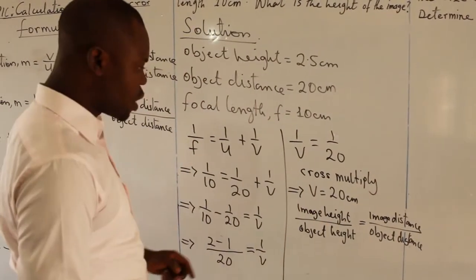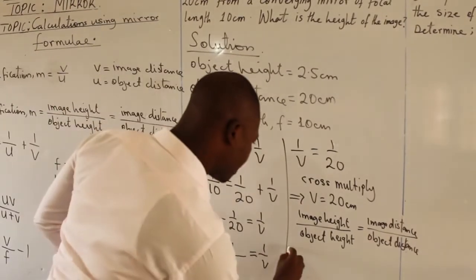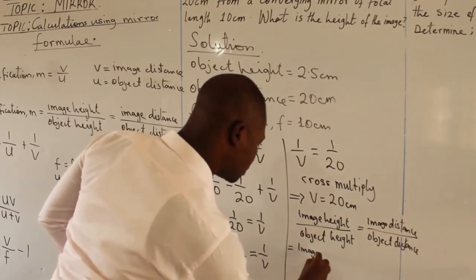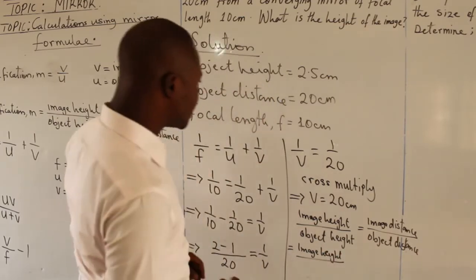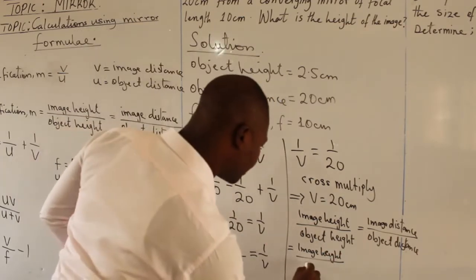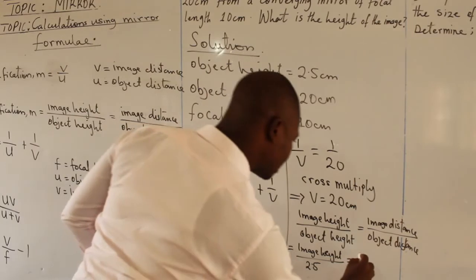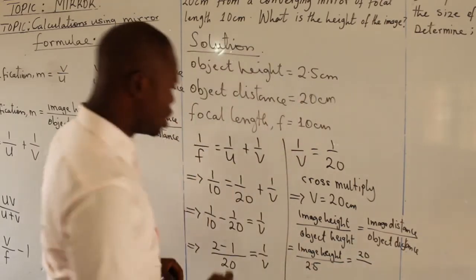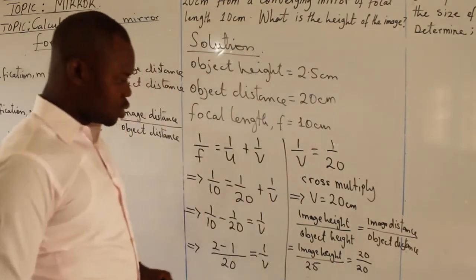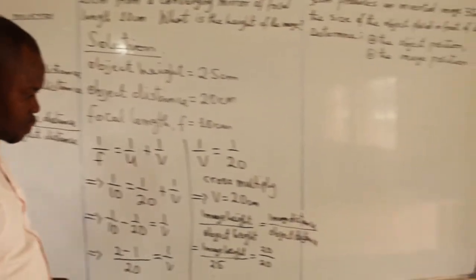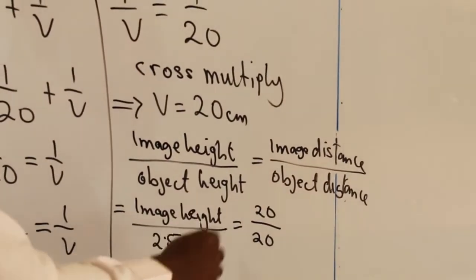So if you substitute what we have, image height is what we're looking for, so we have image height over object height. Object height has been given, 2.5 cm, equals image distance. We've calculated that, 20 cm, over object distance. Object distance is also given to be 20. So you discover that 20 cancels 20. Then image height over 2.5, everything there equals 1.